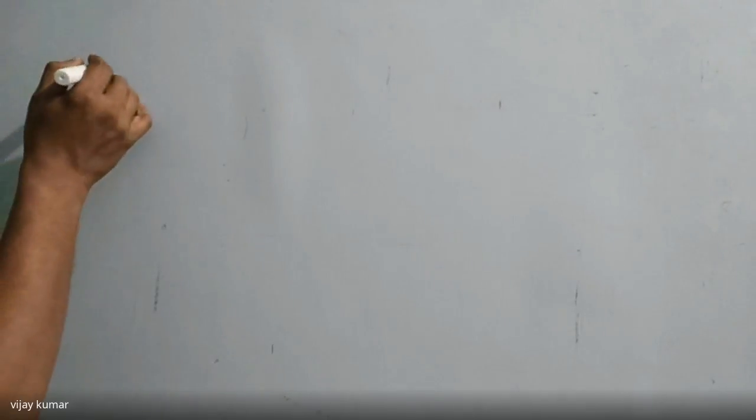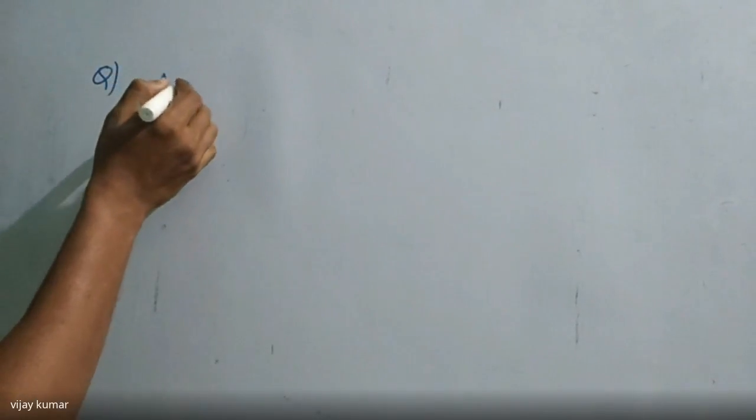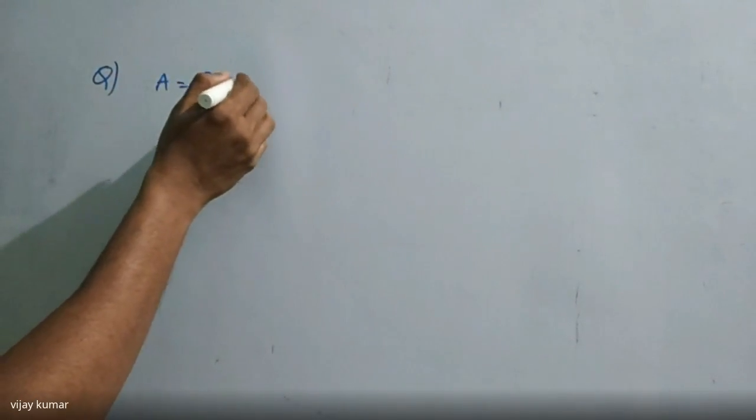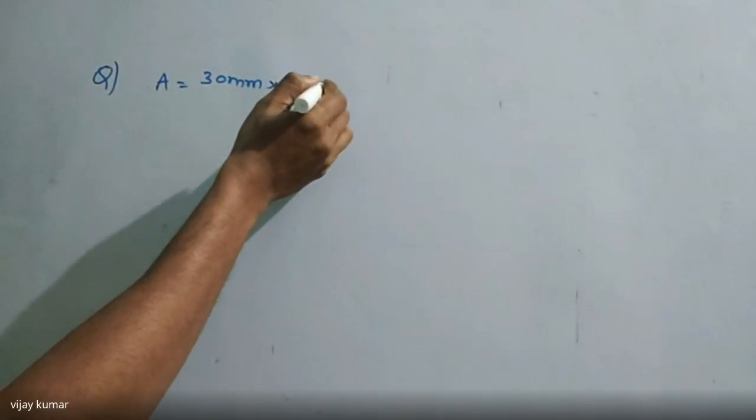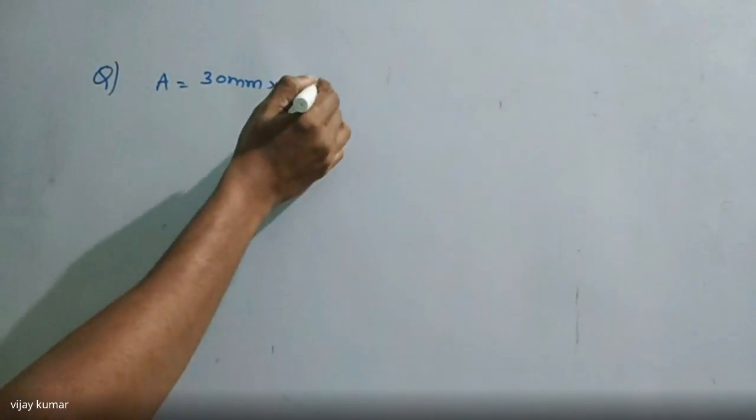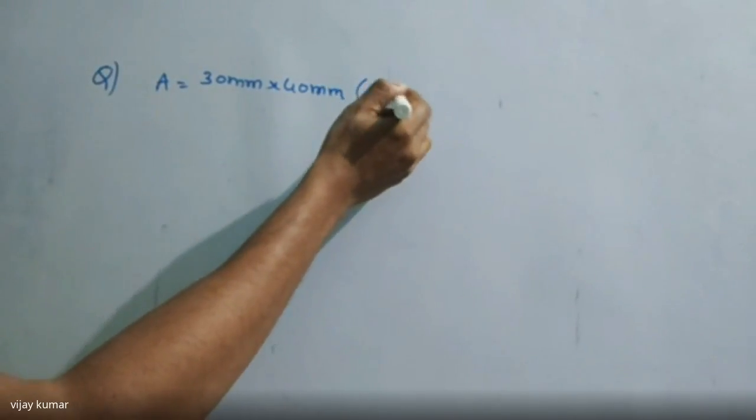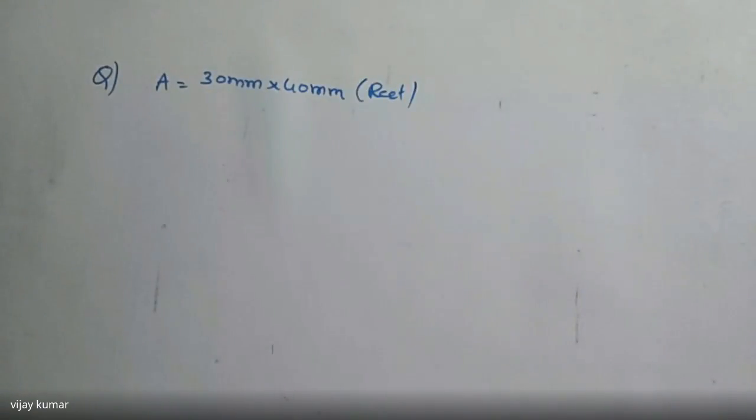Here I want to give one more problem. Please take care about this one. A steel bar of rectangular cross section, 30 mm into 40 mm, is pinned at each end and subject to an axial compression. So both ends are hinged.